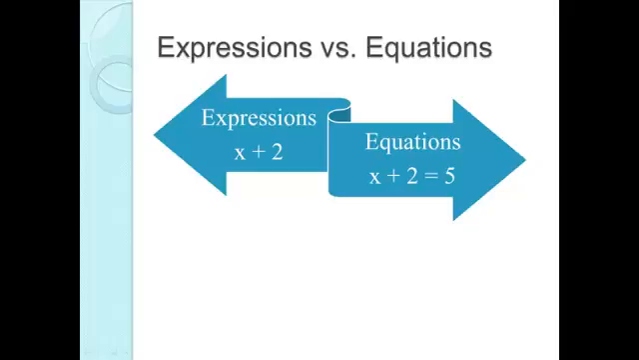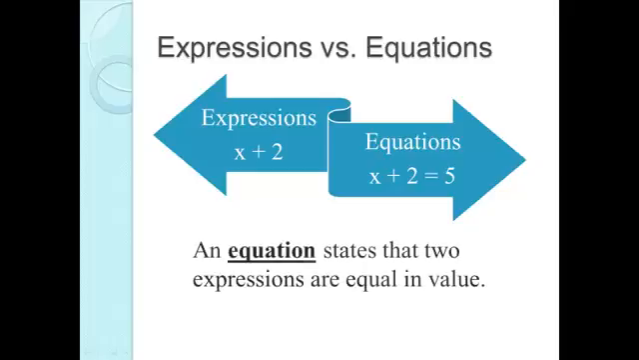So far, we have concentrated on simplifying expressions. Recall that an algebraic expression is variables and numbers that are combined by mathematical operators. So what is the difference between an expression and an equation? In the example given, x plus 2 is an expression, while x plus 2 equals 5 is an equation. Notice the only difference is that the equation has an equal sign. An equation states that two expressions are equal in value.